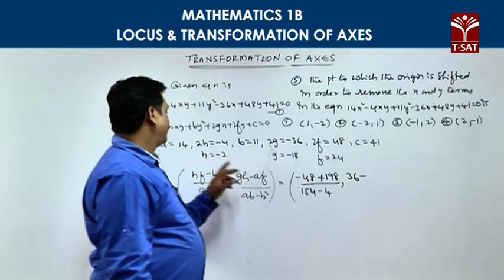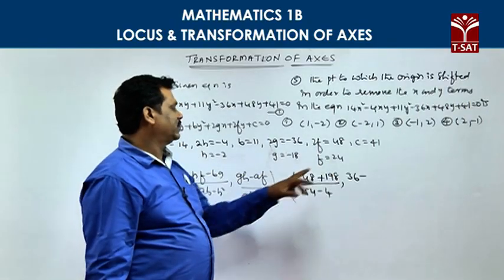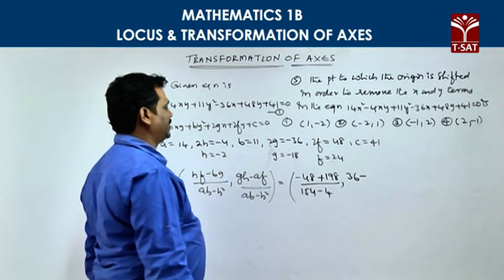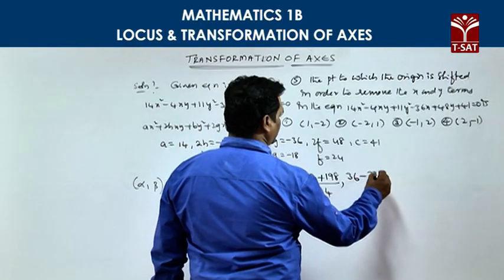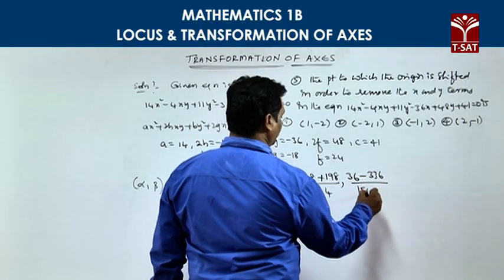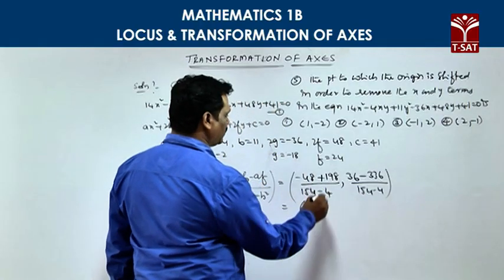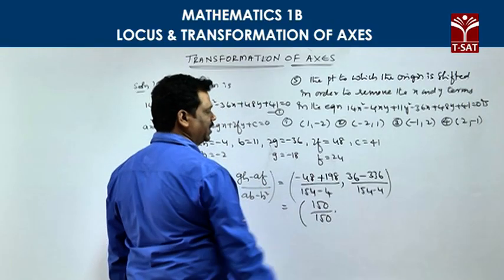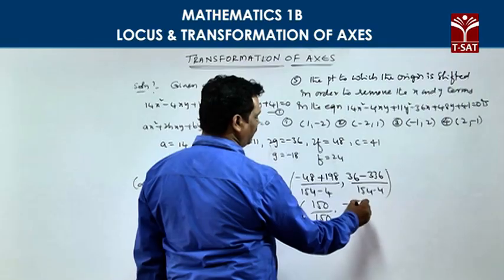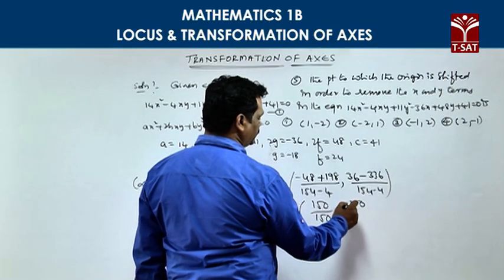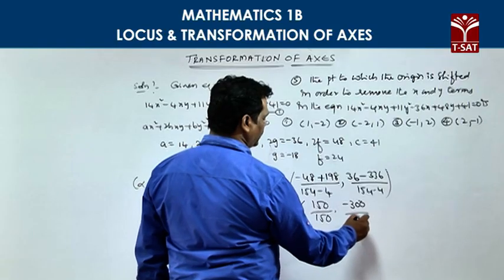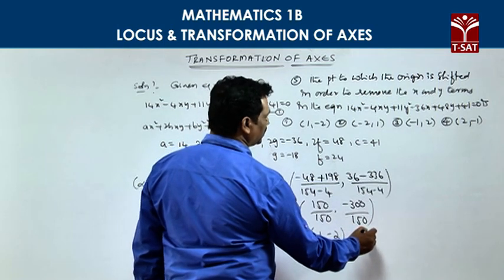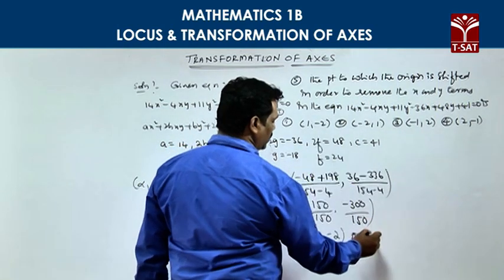Minus af. a is 14, f is 24. 24 into 10, 240. 24 into 4, 96, 336. So 336 by 154 minus 4. So here it equals 198 minus 48, 150, by 150, and 36 minus 336, minus 300 by 150. Cancelling, we get 1 comma minus 2. So the answer is 1 comma minus 2, the first option.